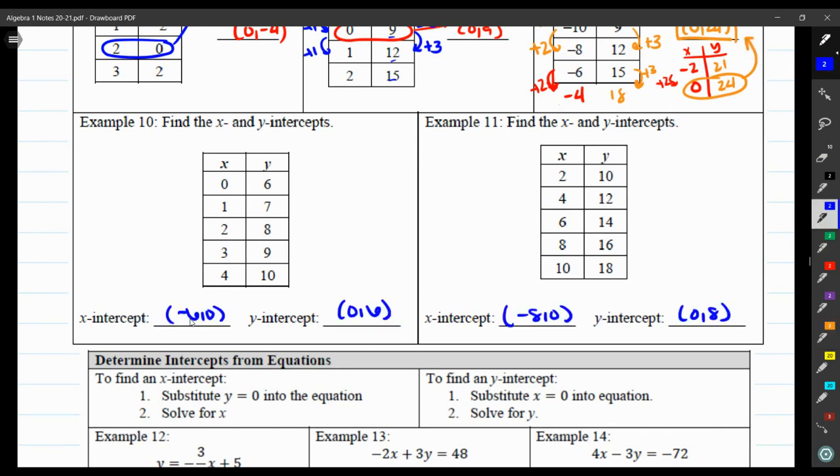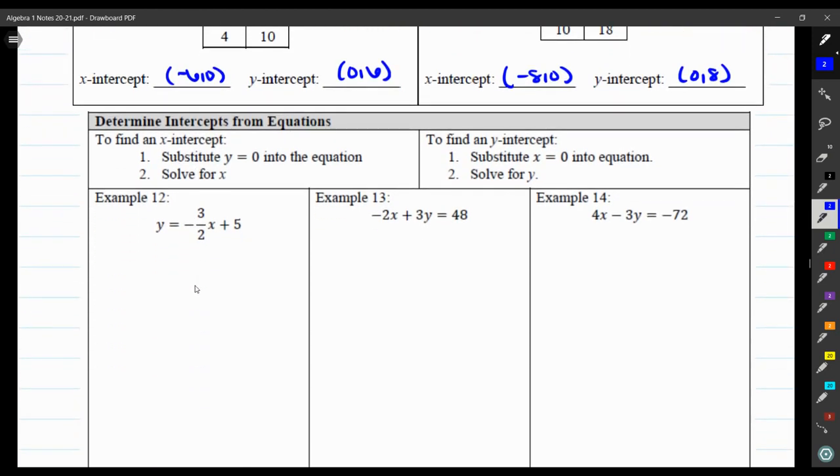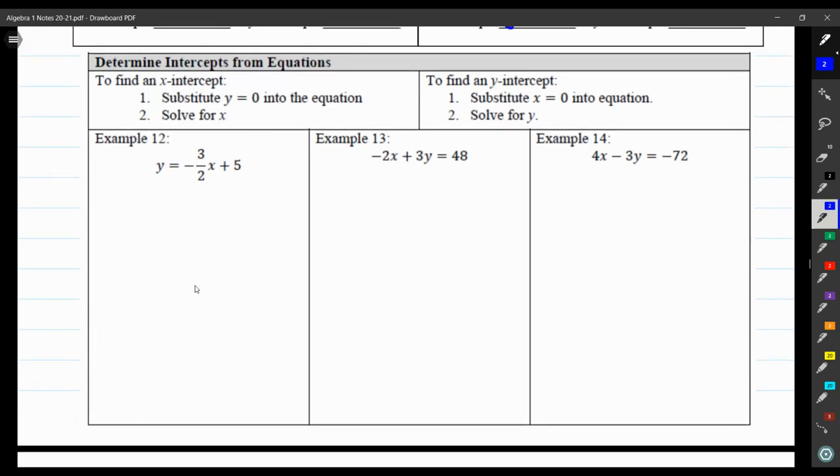That's what you should have had for your solutions. -6, 0, and 0, 6. And then 11, -8, 0, and 0, 8. Now let's talk about equations. So this is the final one.